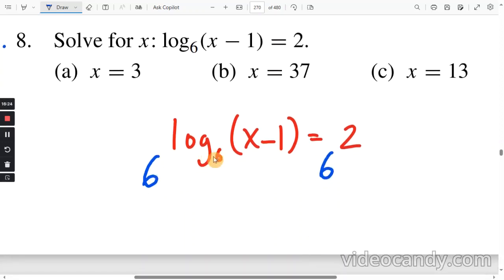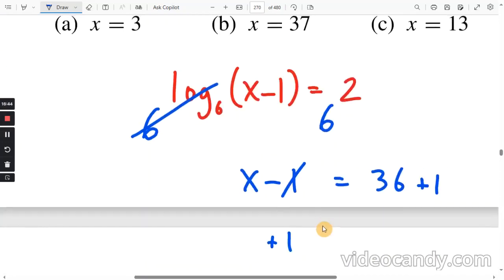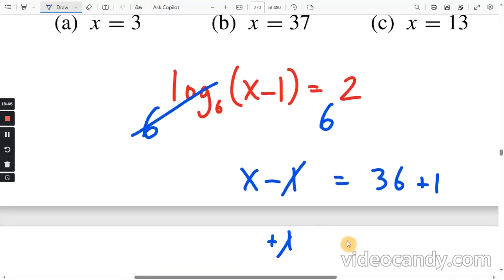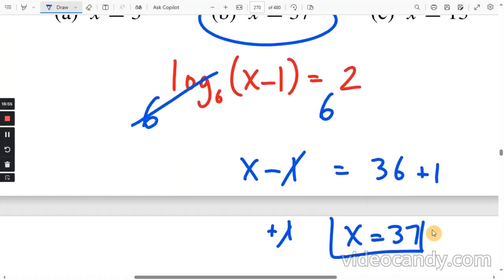Okay, 6 to the log base 6, that's gone. We are left with the exponent of x minus 1. And of course, 6 squared is 36. Simple from here. If I just do plus 1 on both sides, the 1 minus 1 is gone. And x equals 37. That is clearly answer B.